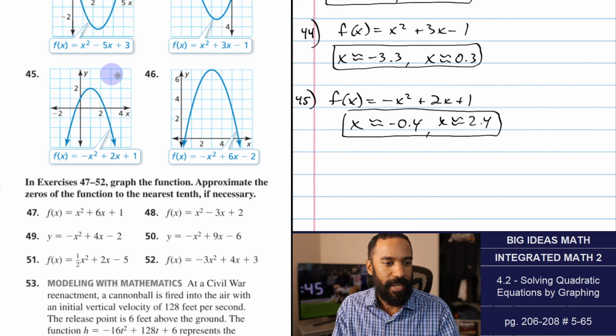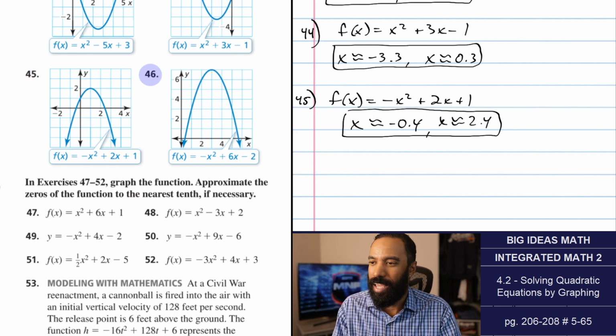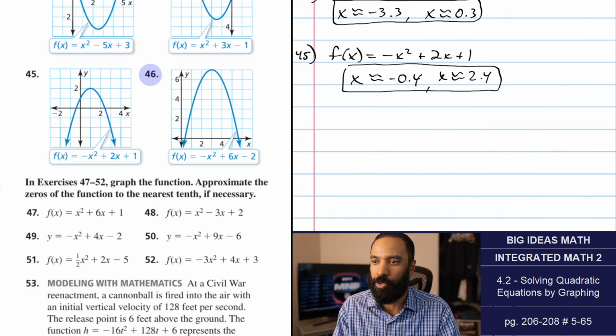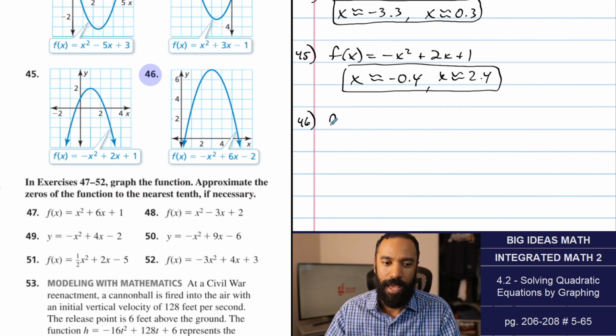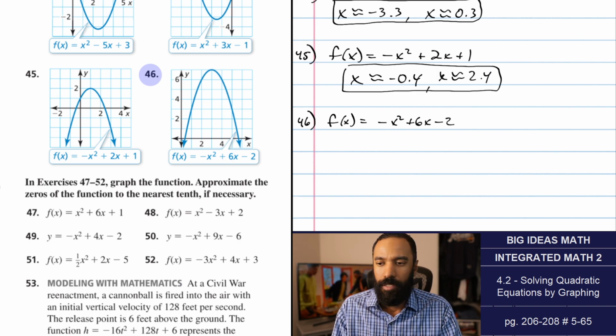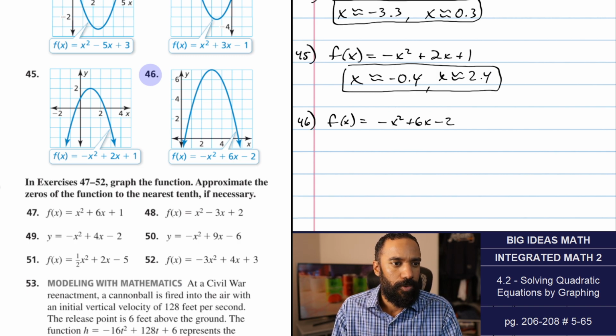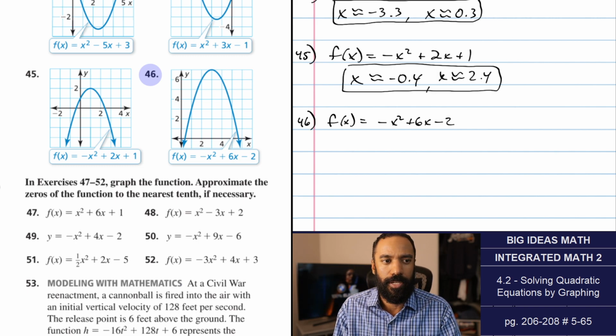And then number 46, kind of sick of the calculator. F of x equals negative x squared plus 6x minus 2. Okay, so take a look at this. It looks like it's somewhere between 0 and 1 and somewhere between 5 and 6. So let's go between 0 and 1. Probably closer to the 0.3, 0.4 area.